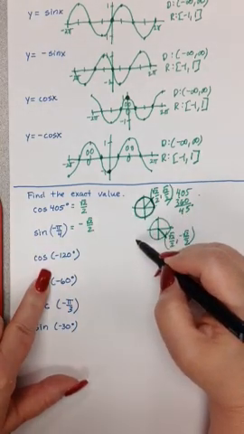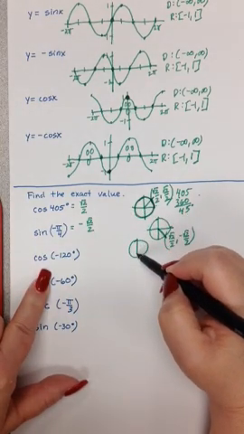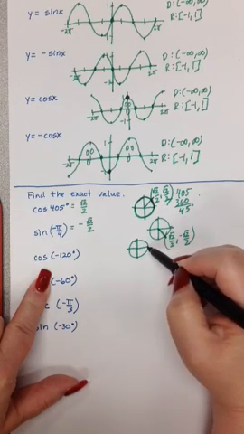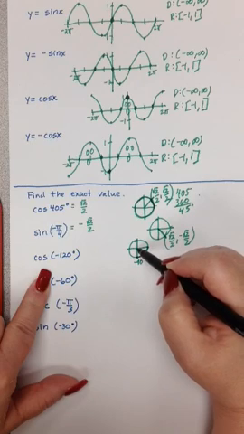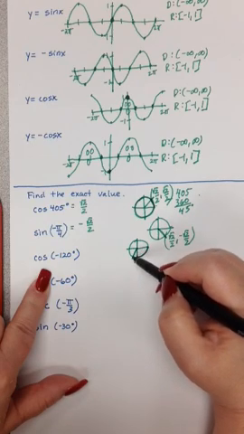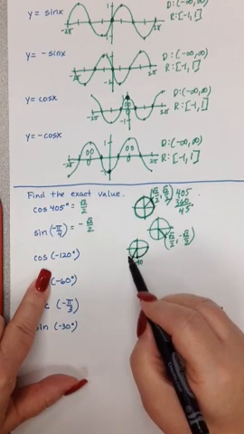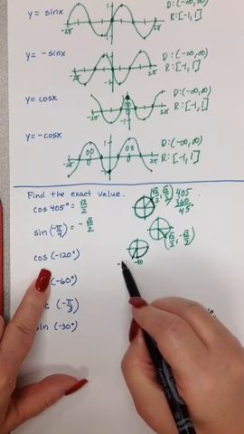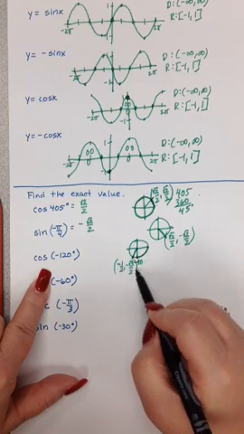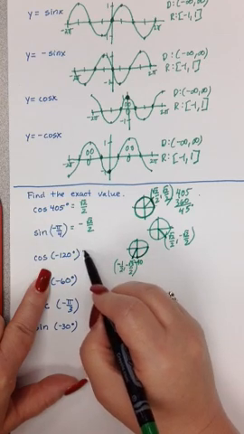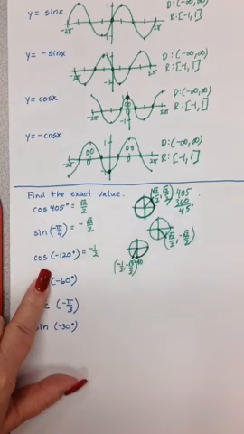Next question says cosine of negative 120. Remember, if you travel negative, you go down to negative 90. And if you go negative 30 more, that would be like right here. The coordinate right there is left 1/2 and down square root of 3 over 2. And so cosine is the x-coordinate, so it'll be negative 1/2.